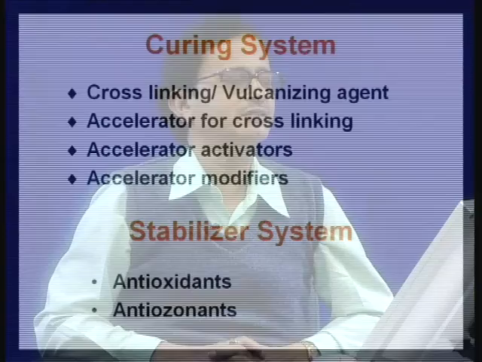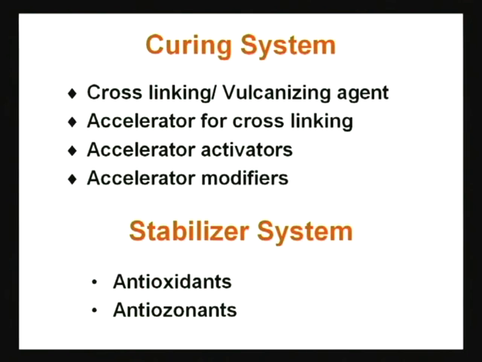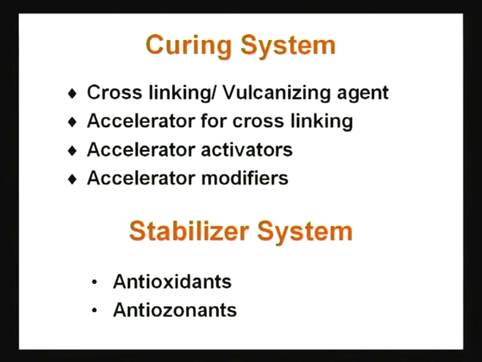Accelerators are organic compounds, mostly amine derivatives. So, these accelerators for cross linking are used in the rubber product for decreasing the vulcanization time. For example, in a normal vulcanization by sulfur only, without using any accelerator, it takes about more than 8 hours, which is not economically viable or industrially feasible. Now, by using these accelerators and accelerator activators, these ingredients, it has been found that the vulcanization time has been reduced from 8 hours to 5 minutes or even 2 minutes.